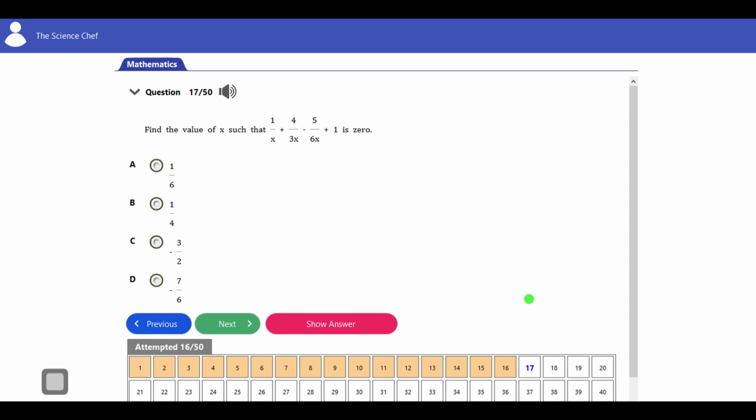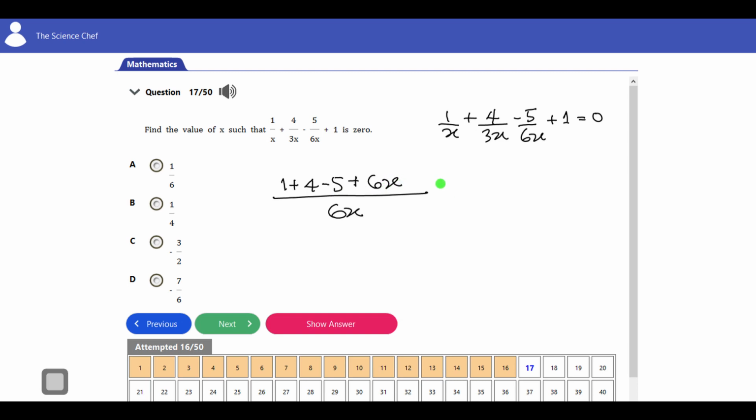Question 17. Question 17 says, find the value of x such that 1 over x plus 4 over 3x minus 5 over 6x plus 1 equals to what? 0. Do you know the trap in this question? The trap in this question is that you first of all want to find the LCM. And if you try to find the LCM, this will give you, say, it will be 6x. You then multiply, that will be 1 plus 4 minus 5 plus 6x, right? Equal to what? 0. And from here you now cross multiply, is it not?